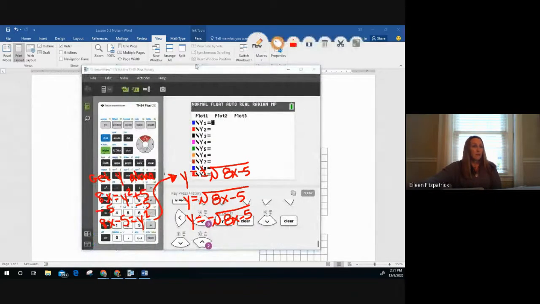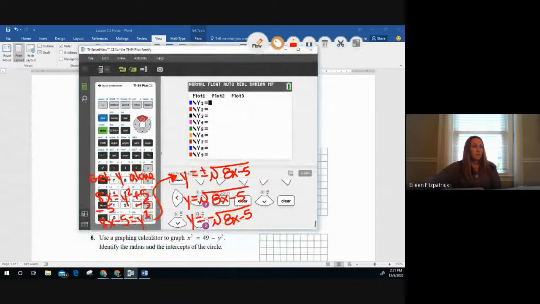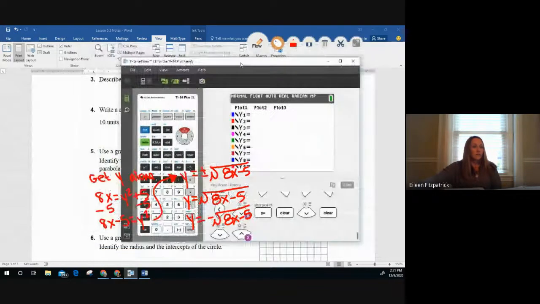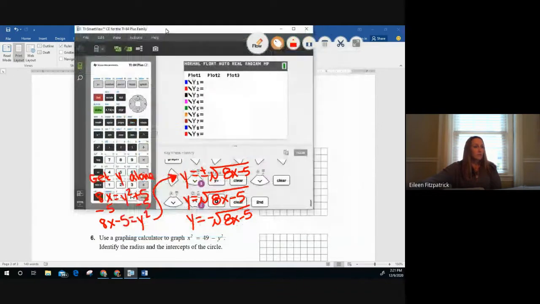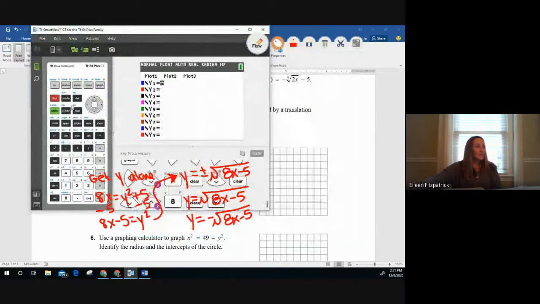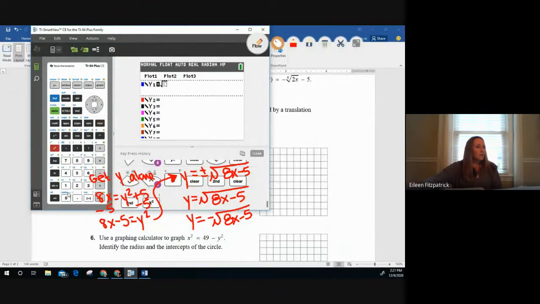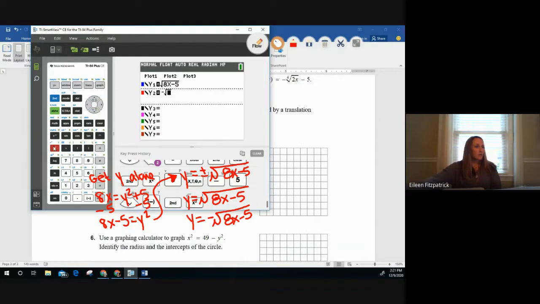All right, so I have, let's see if I can click on it. Oh, nope. I need my square root symbol first. The square root, nope, that's not the right button. I'm trying to see what I'm doing with all the writing over top. It's kind of hard. Let's clear that. Okay, so it's the square root of 8x minus 5. And then it's the negative square root of 8x minus 5.